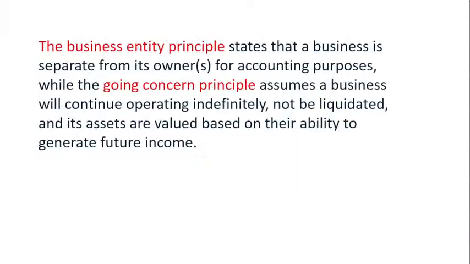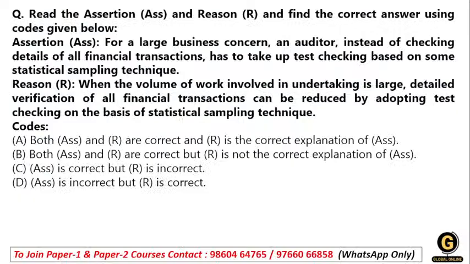So this is the next one. Assertion and reason are given to you. The assertion: for a large business concern, an auditor, instead of checking the details of all the financial transactions, has to take up test checking based on some statistical sampling techniques. The reason given behind that: when the volume of work involved in auditing is large, a detailed verification of all the financial transactions can be avoided by adopting test checking on the basis of statistical sampling techniques.